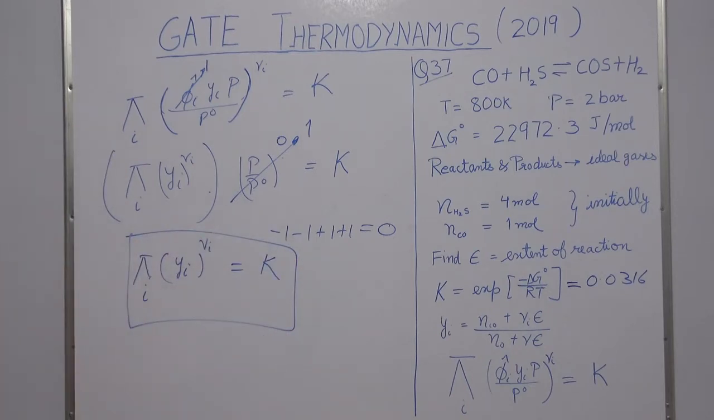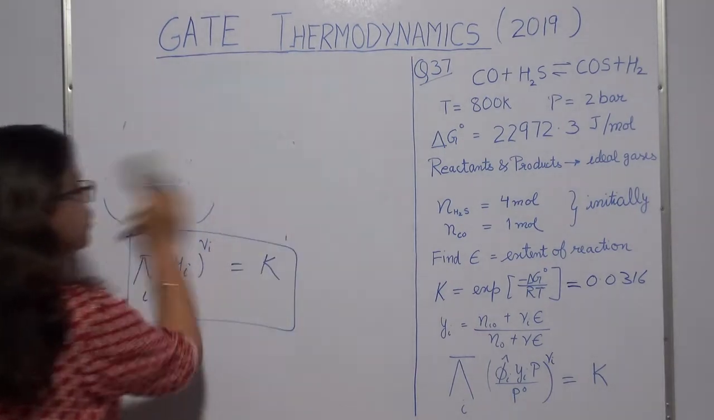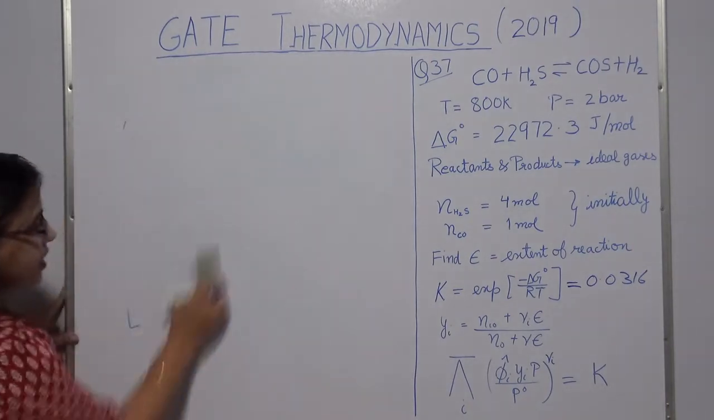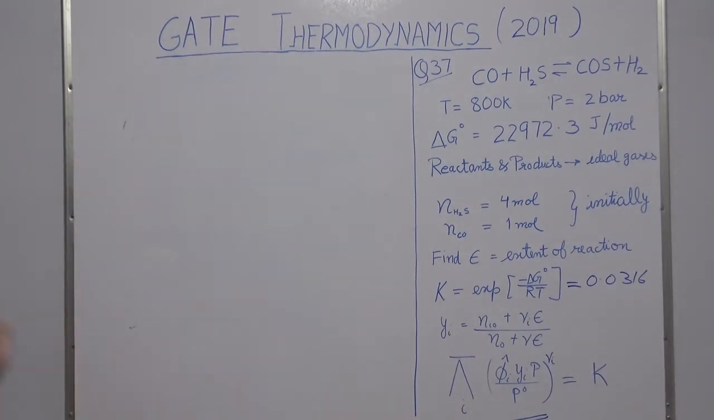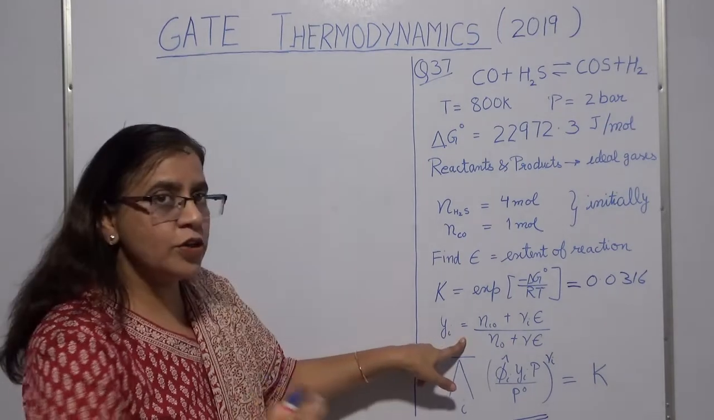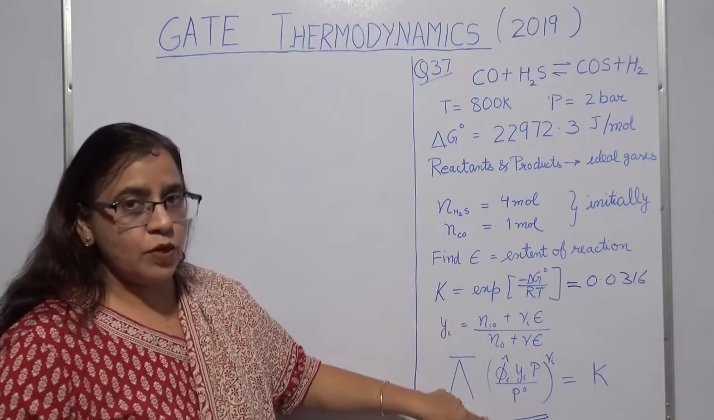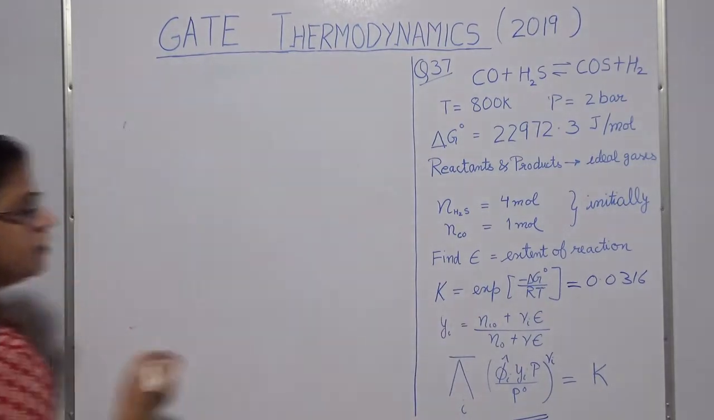So what is our third step? The first step was to calculate your value of k. The second step was to simplify this equation according to your problem statement. And now the third step is to calculate your yi in terms of your extent of reaction, plug it in this simplified equation, and find the value of extent of reaction. So that's what we are going to do.